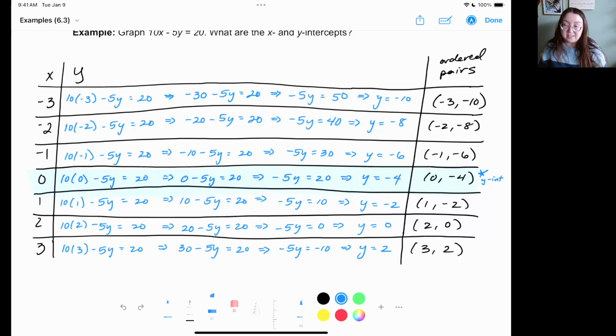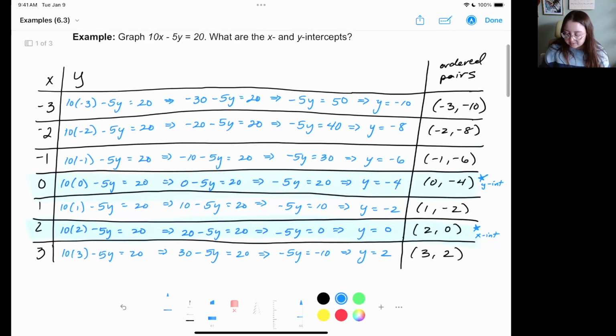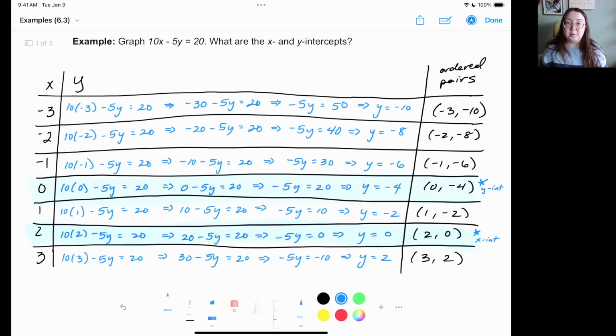And then we see another one here. When x is 2, we saw that y actually became 0. So in that case, that would make that your x-intercept. So by creating our table of values, you're actually able to find our x and y intercepts. But like we said, our example here was to graph the function, and then we'll determine that they are the x and y intercepts once we graph.